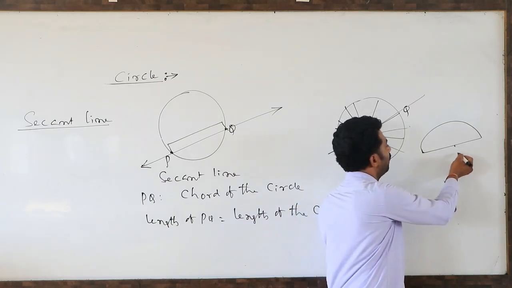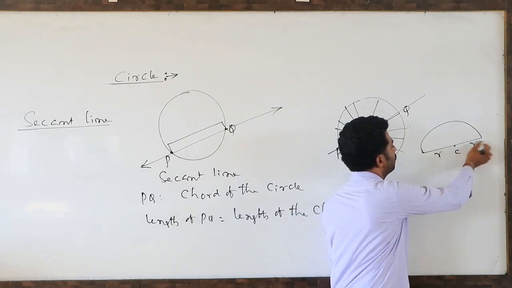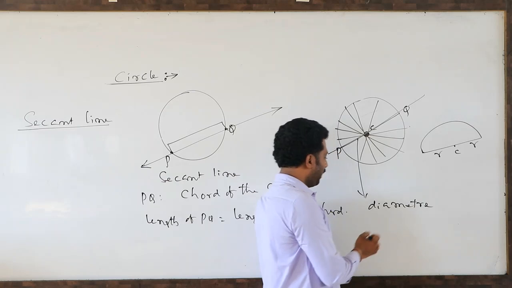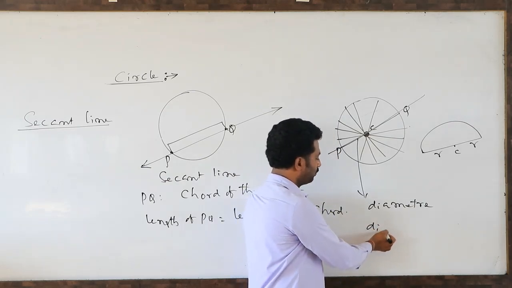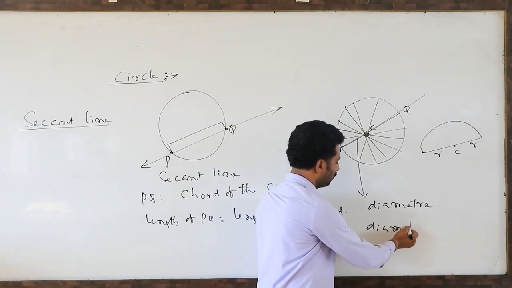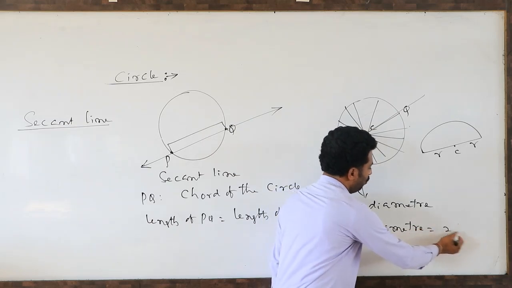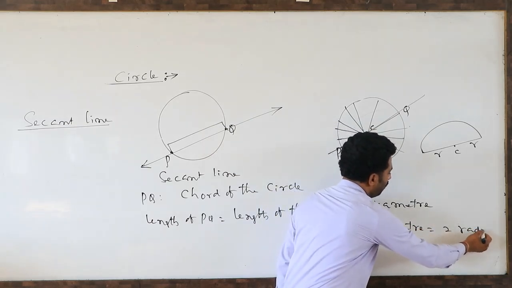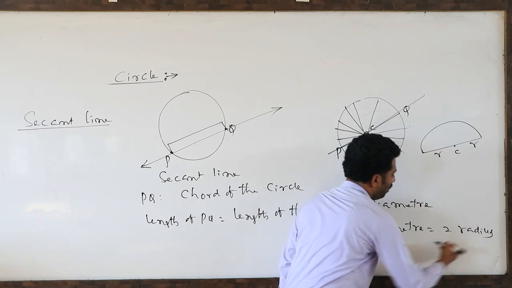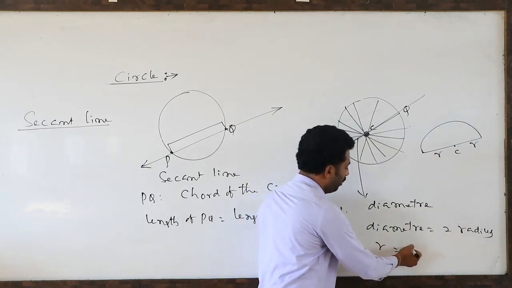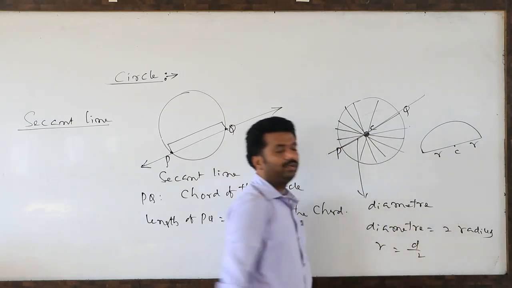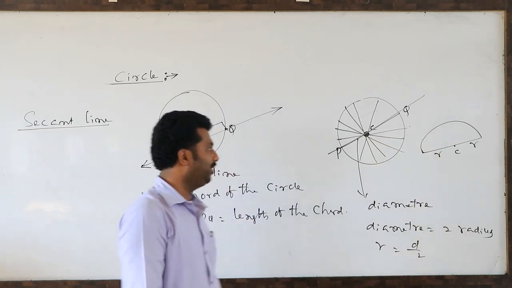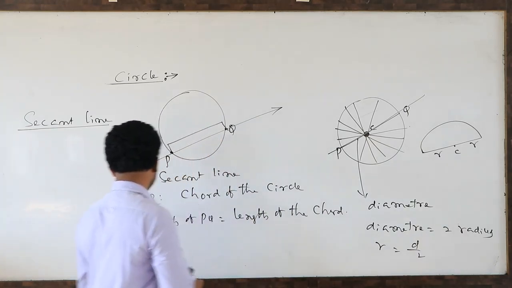This is the center. This is the radius. So diameter equal to 2 times the radius, or radius R equal to diameter divided by 2. Radius equal to diameter divided by 2.